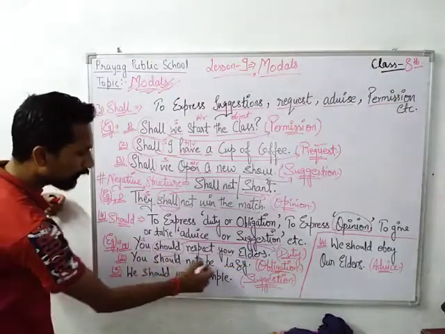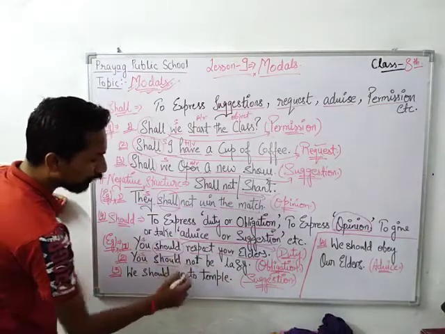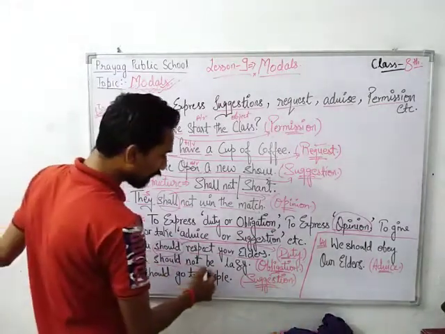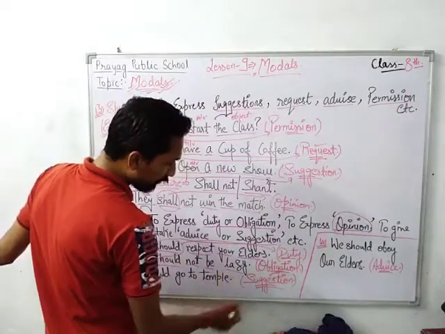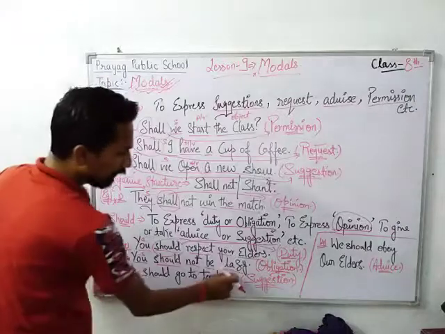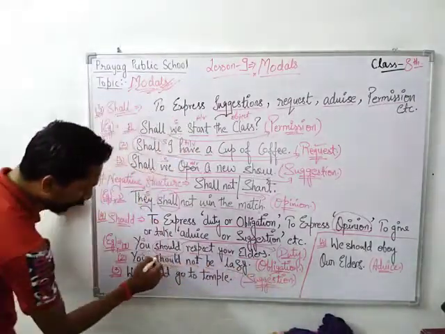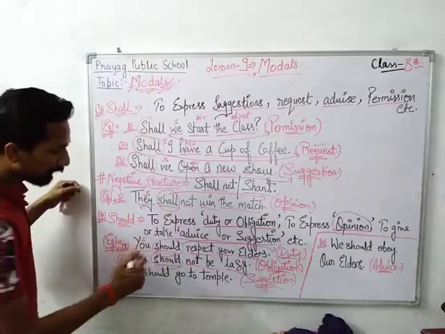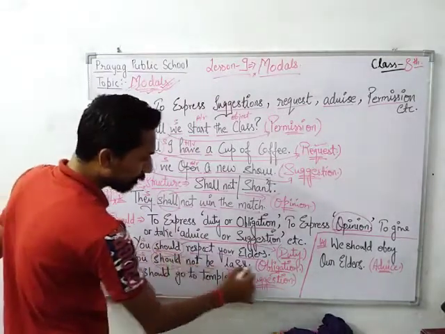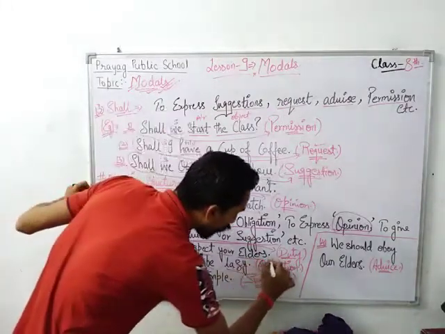Second, you should not be lazy. So you, again a subject, should not, that is expressing negative sense. Be shows the kind of a state. Then lazy, again an object. Again this should in the second sentence is expressing the mood of the speaker in the sense of obligation.